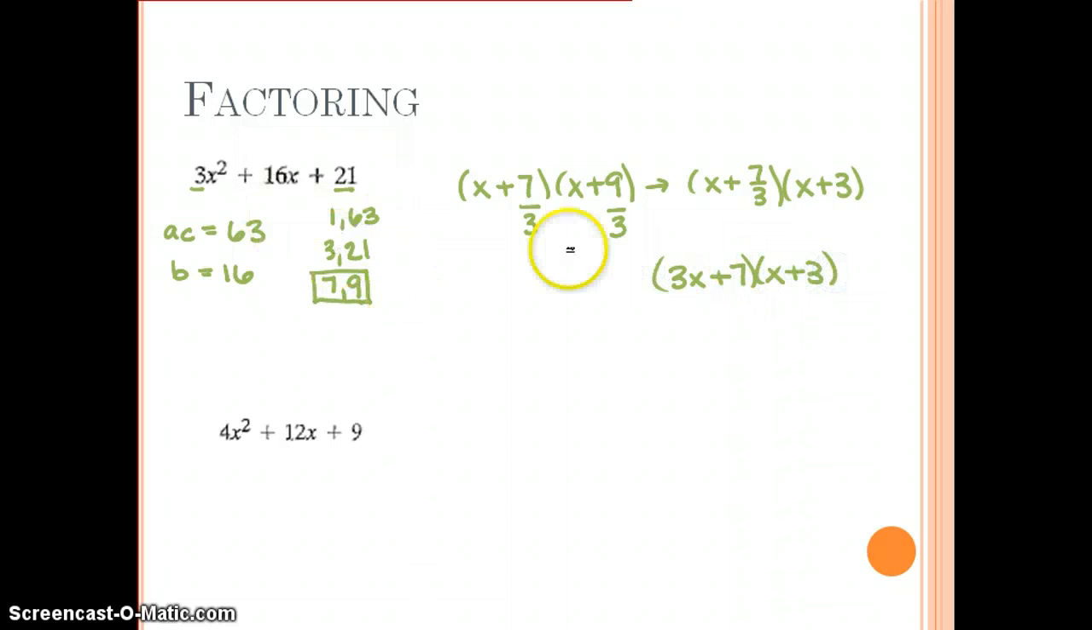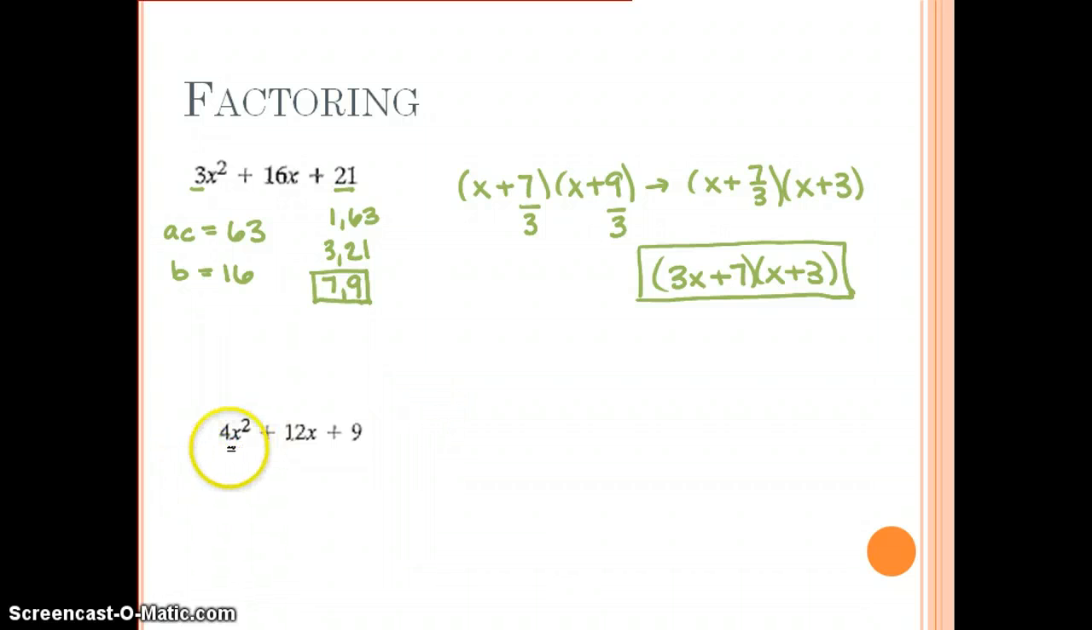Now you could have guessed and checked all of this, and that's completely fine. But what we're trying to teach you with this bottoms up method is a quicker way of finding the factors. And if you distribute it out, you'll get 3x squared, so you know you're working in the right spot, and you would double check and you'd still get your 16x plus your 21.